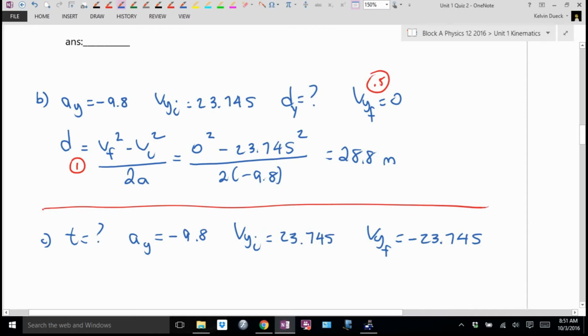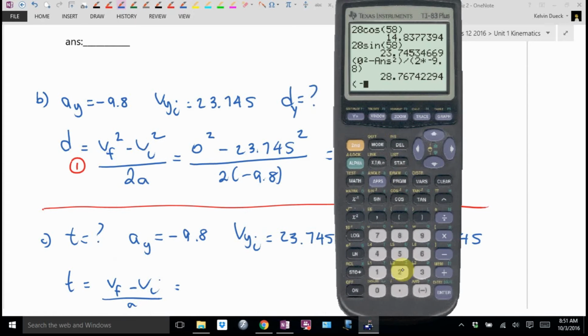The other way to do this would be to find time to top, where Vy final is 0, and double it. Another way to do this would be to let the displacement d equal 0, and you can actually solve the quadratic formula, d equals Vit plus a half at squared, for t. You'll get 2 answers, and that's doable. I think this is the cleanest way to get there, because I can go t equals Vf minus Vi over a.